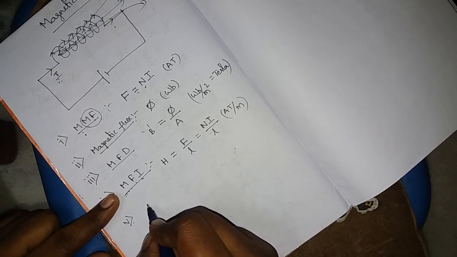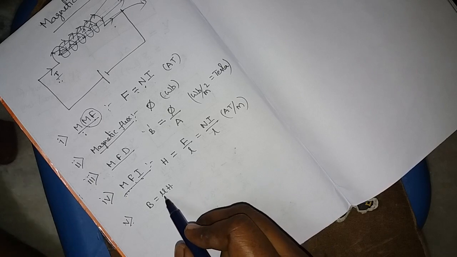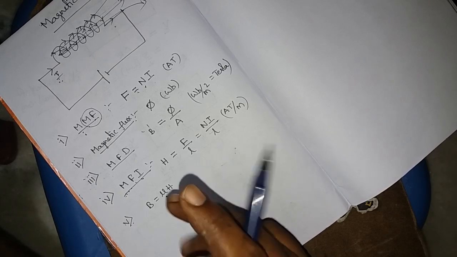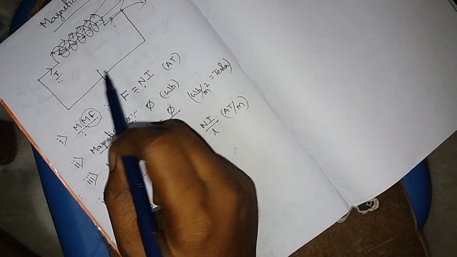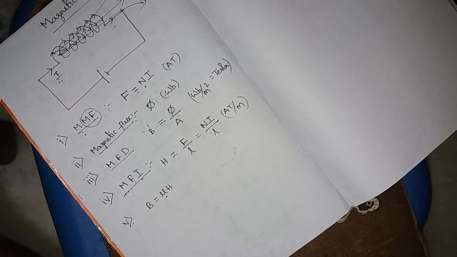And now we have the linear relation between magnetic flux density and magnetic field intensity. What is that? B is equal to mu H, where mu is permeability. Permeability is the ability of the medium to allow the magnetic flux.